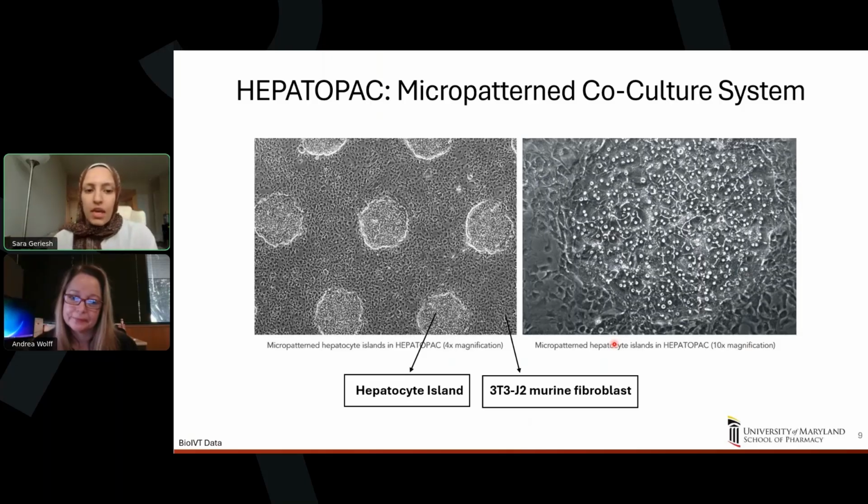HEPATOPAC is a micropatterned co-culture system, and it's created by microfabrication tools, where collagen gets first fixed on islands, like the circular shapes here, and then hepatocytes attach on the collagen islands. And finally, murine fibroblasts will be seeded, surrounding the islands of hepatocytes. Here is another magnified image of a hepatocyte island showing bile canaliculi.